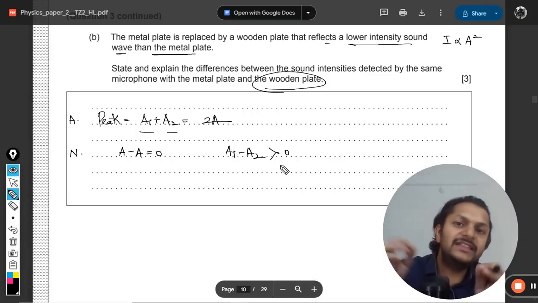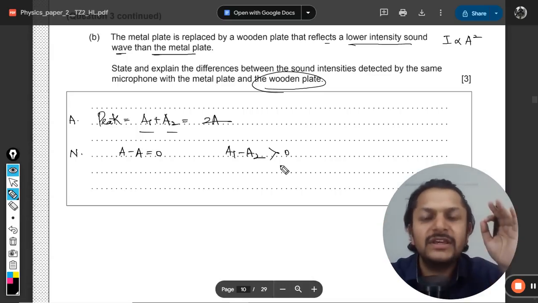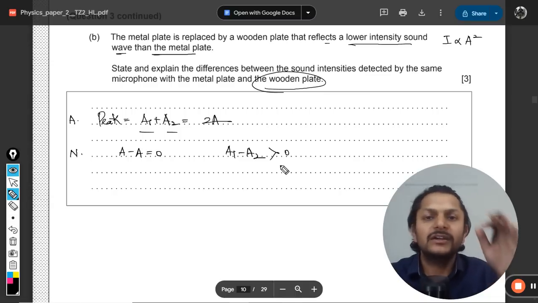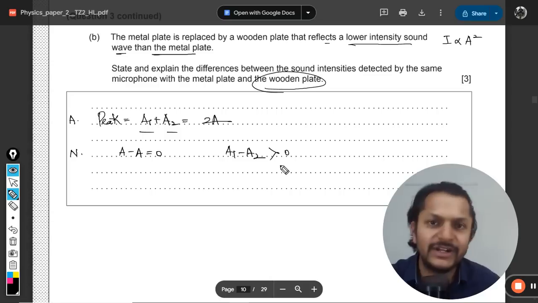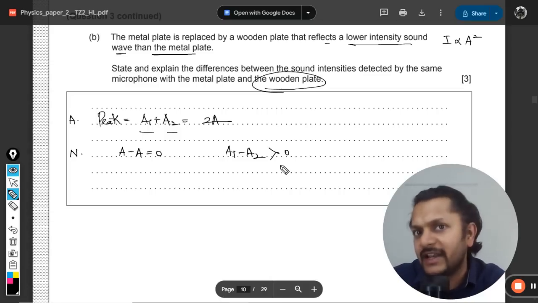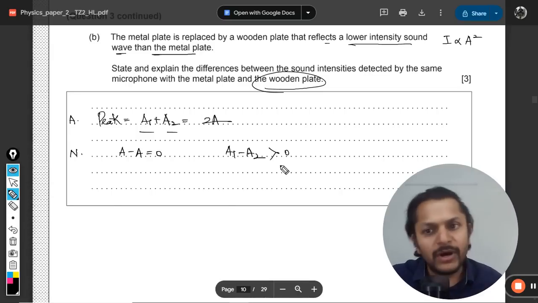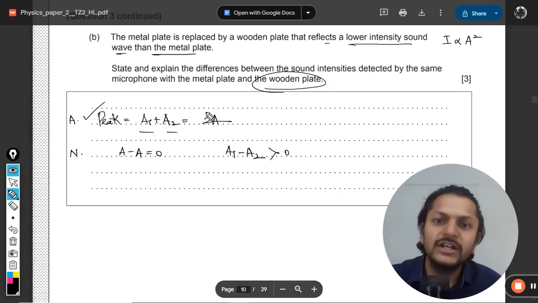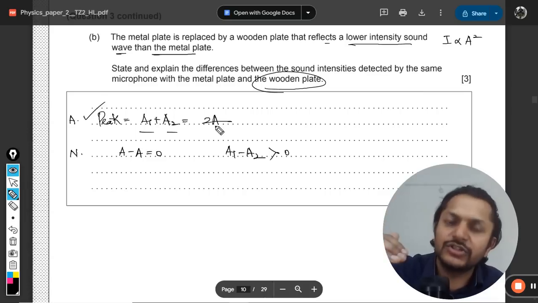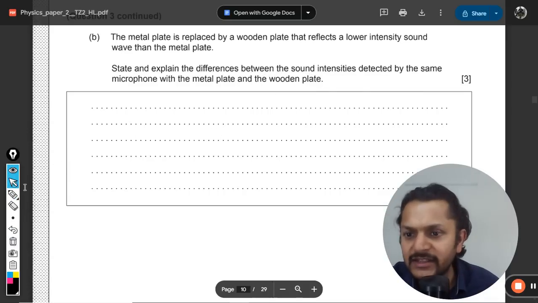It means in this standing wave, the nodes will not have 0 amplitude or 0 intensity. They will not be 100% a node. But yes, the volume will be very, very less, and it will not vary with respect to time. At the position of the antinode, the amplitude will reduce, but it will still vary. Okay, so this is what we have to write in this question.